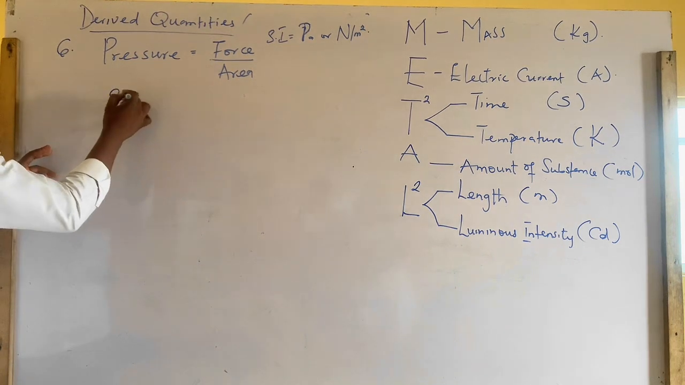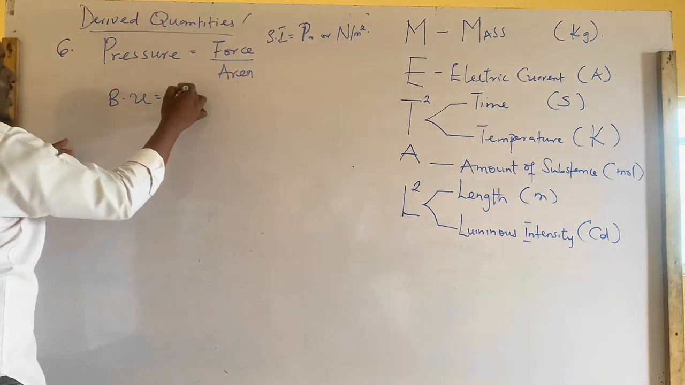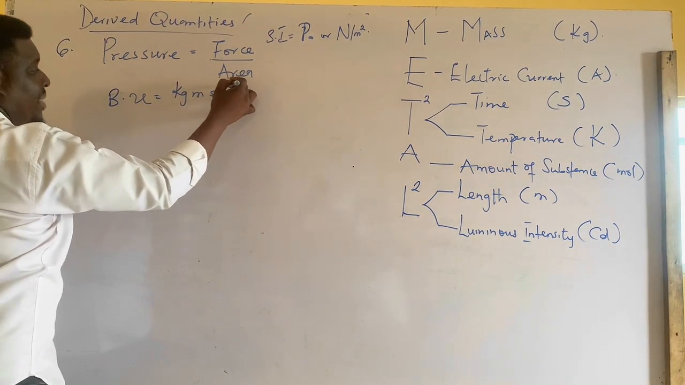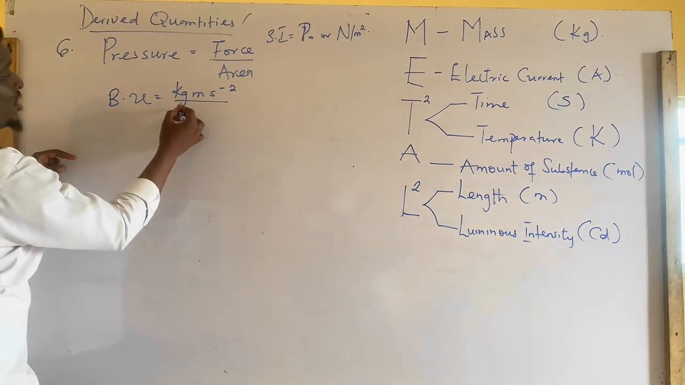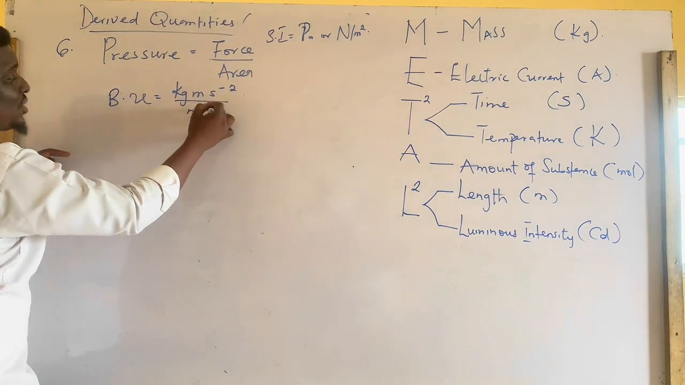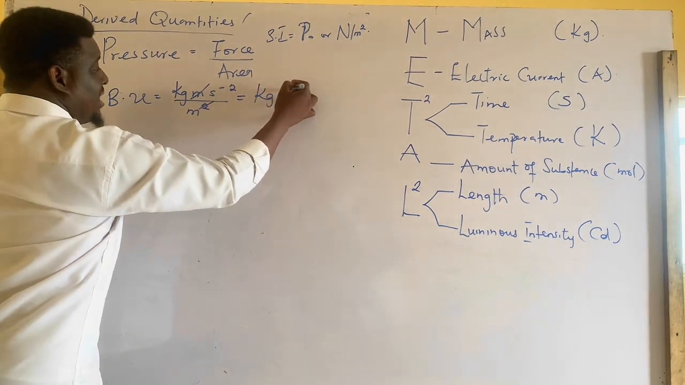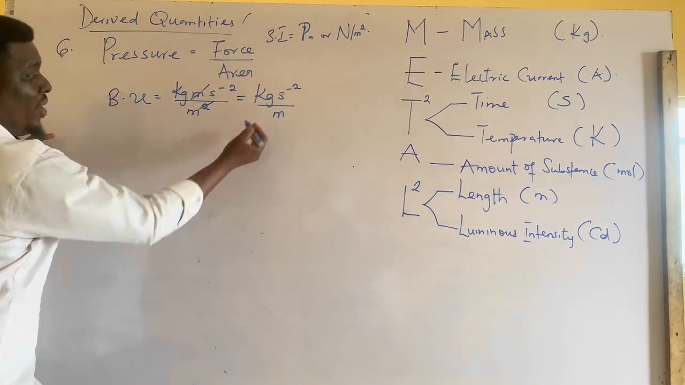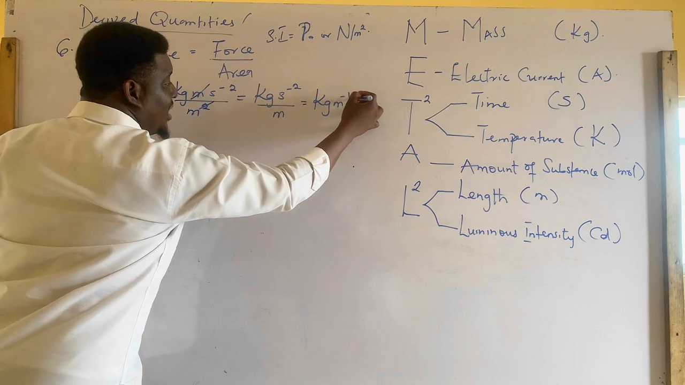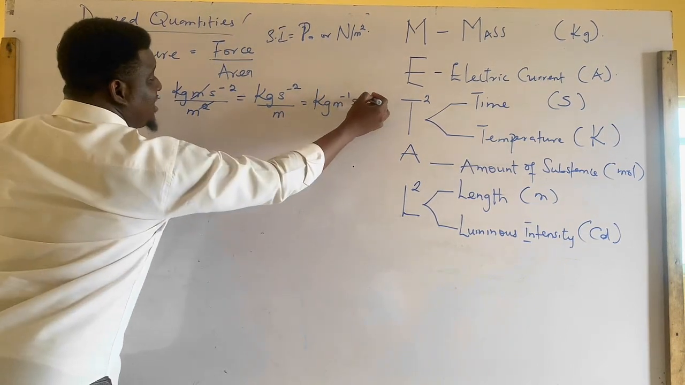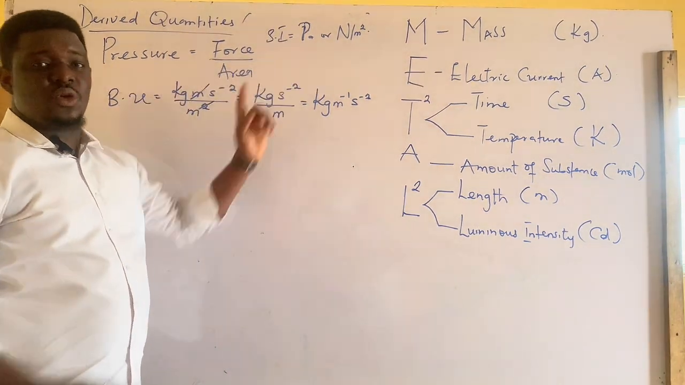But the basic unit here will be what? What is the basic unit for force? You have kg m s^-2, from what we did in the previous class. Area is what? Meter square. So we can cut out this. We have kg m s^-2 over m^2. Now when you bring this one up as indices, you have kg m^-1 s^-2. So this is the basic unit for pressure, while this is the SI unit. So please don't mix it up.